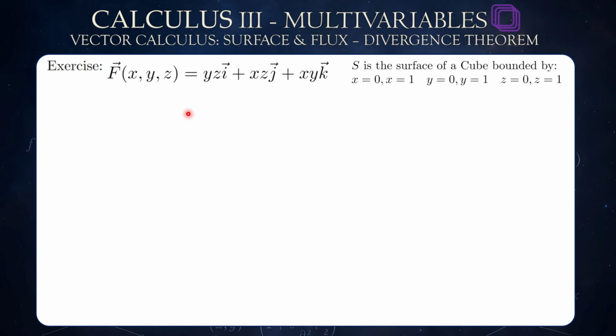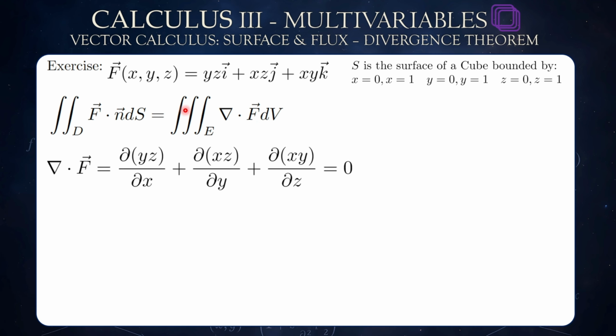Another exercise, you can try of course to solve it yourself before we get into the solution. F(x, y, z) is given by yz i plus xz j plus xy k. S is the surface of a cube bounded by 0 to 1, 0 to 1, and 0 to 1 for the three coordinates x, y, and z respectively. The double integral over S of F dot n dS is equal to the triple integral over the region E of nabla dot F dV, which is the divergence.